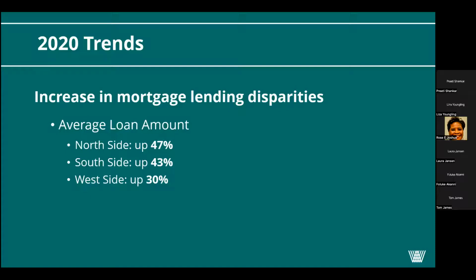So with that in mind, if we look at loan amounts and lending in these different areas, we can get a picture of equity in terms of lending in Chicago. So in 2020, the average loan amount on the north side increased 47%, on the south side 43%, and on the west side 30%. So these trends obviously differ at face value, but if we put them in the context of where the gap already was between these loan amounts, these unequal changes show just how much the disparity widened even more.